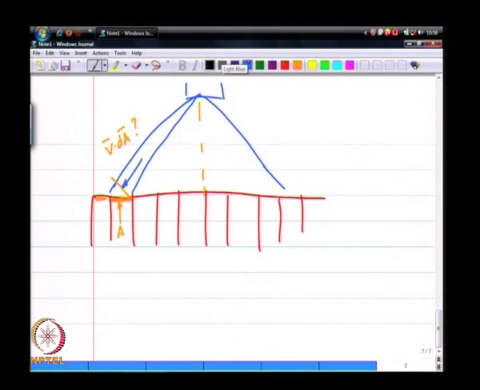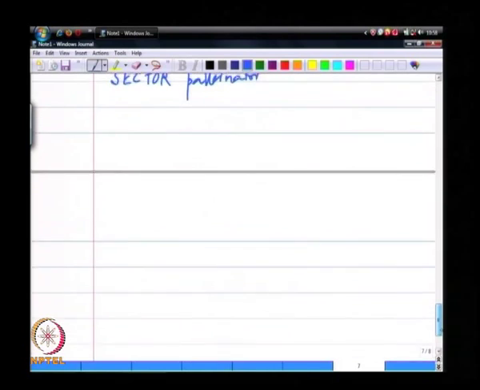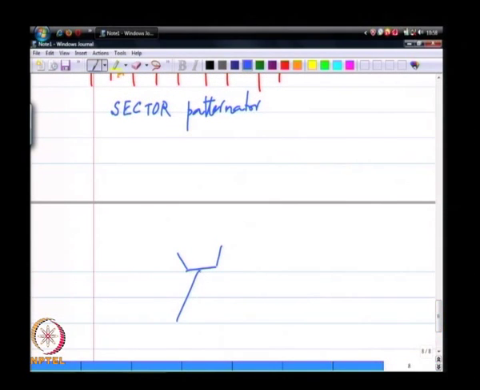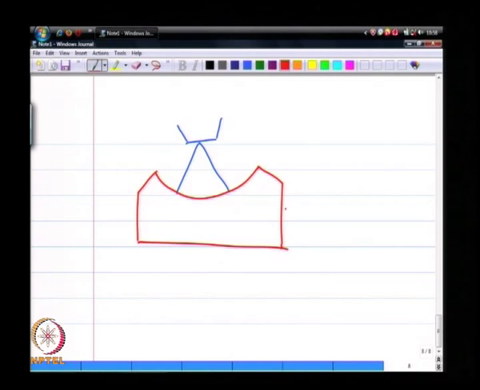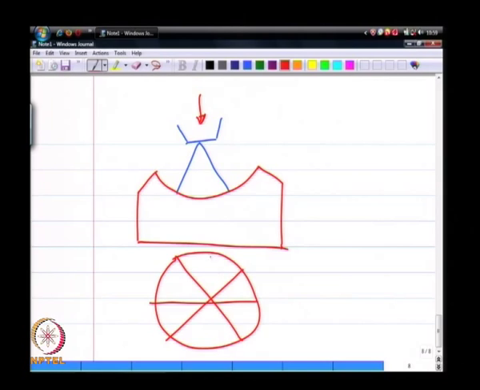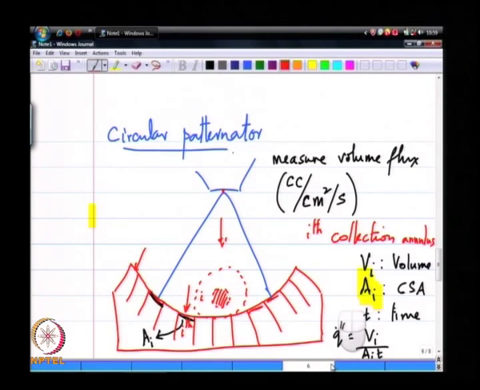The third is what is called a sector patternator. So, this is essentially like a circular patternator, except that if I look at the top view of this circular patternator, it is not a series of annuli but a series of sectors. Each of these sectors is responsible for collecting volume in that sector.